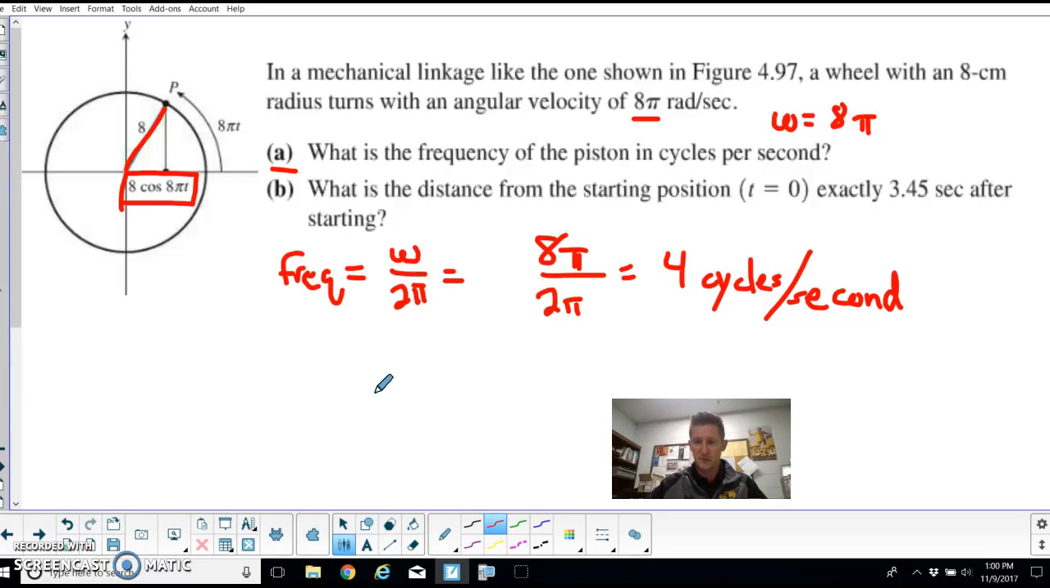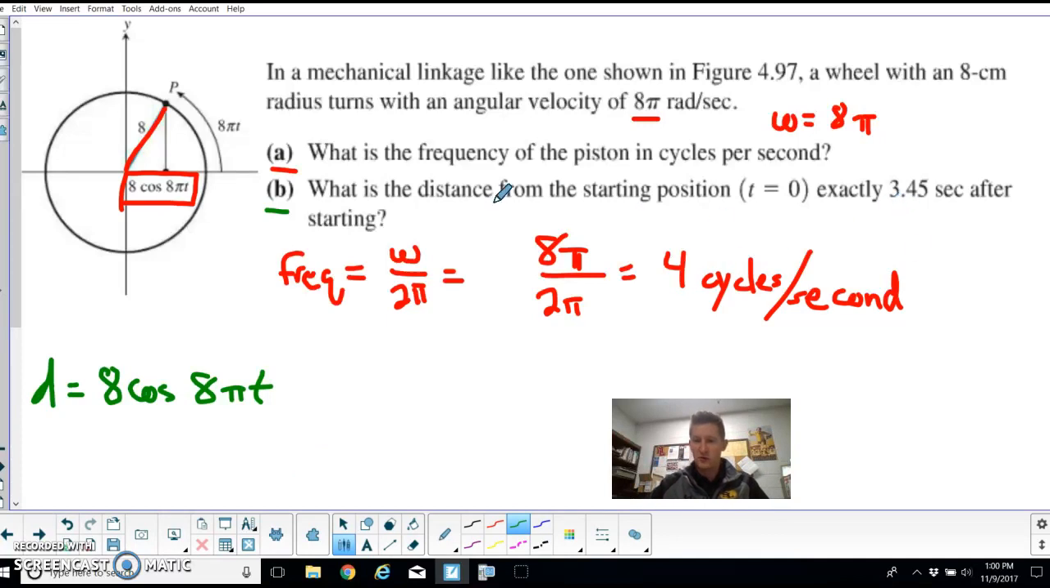That's letter A. Letter B, what's the distance from the starting position t equals 0, exactly 3.45 seconds after starting? Well, to do that, we're going to use this function. D, the distance, or its position, is equal to 8 times the cosine of 8 pi t. Okay, so 8 pi being omega, 8 being the amplitude or the distance or the radius of the circle. That's how far out we are.